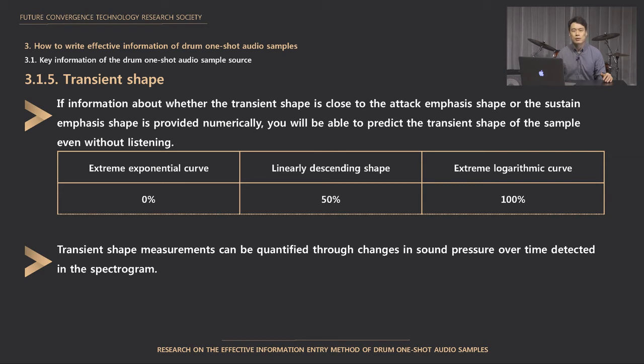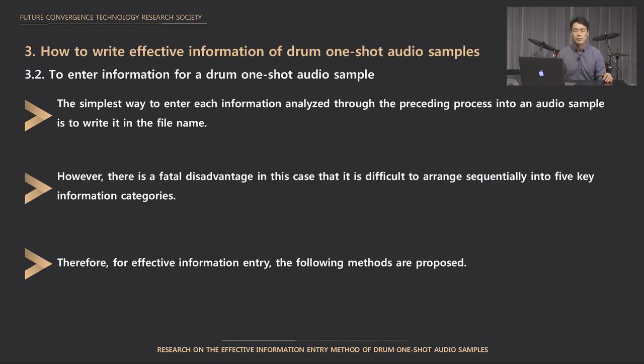Transient shape measurement can be quantified through changes in sound pressure over time detected in the spectrogram. The simplest way to enter each piece of information analyzed through the preceding process into an audio sample is to write it in the file name. However, there is a further disadvantage in this case: it is difficult to arrange sequentially into 5 key information categories. Therefore, for effective information entry, the following methods are proposed.